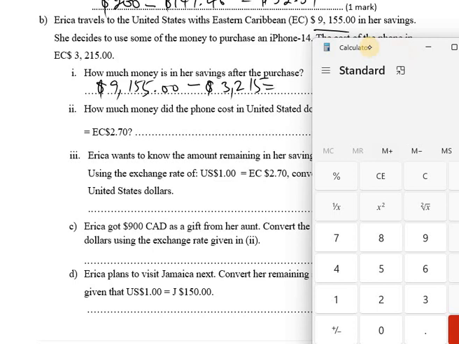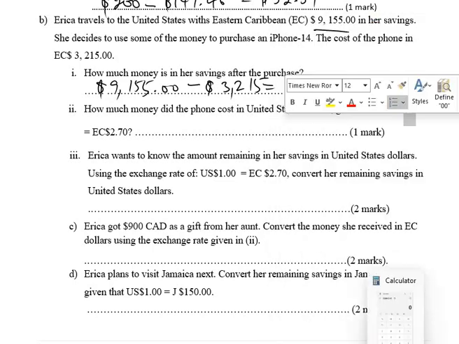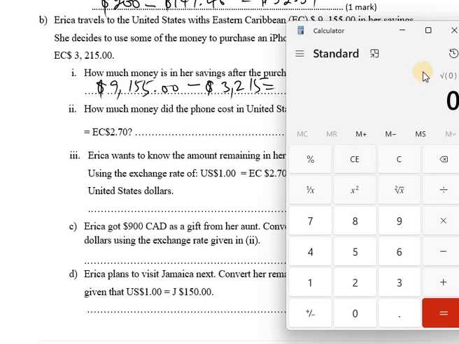So let's just clear the screen and see what we have there. One moment. Okay, so that's going to be 9,155 minus 3,215. It'd be nice if I just worked it out at the side. Okay, and we get 5,940.